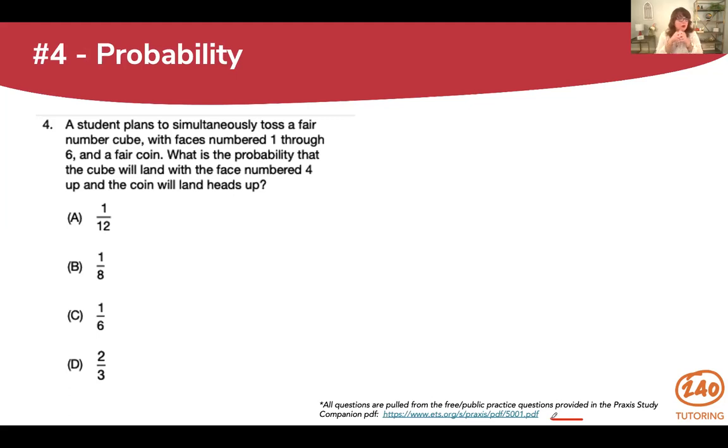So our first question, number 4 here, has to do with probability. It says a student plans to simultaneously toss a fair number cube with faces numbered 1 through 6 and a fair coin.